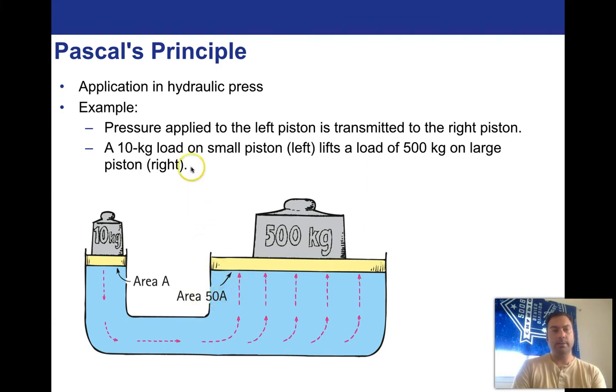So in this case, you can use a 10 kilogram load on a small piston to lift a 500 kilogram load on a large piston. But the amount that it's going to move is going to be relatively small. But you get the idea. You can push here, and that force gets distributed over this entire area here. So the harder you push here, it'll actually give some piston movement here. Really neat.